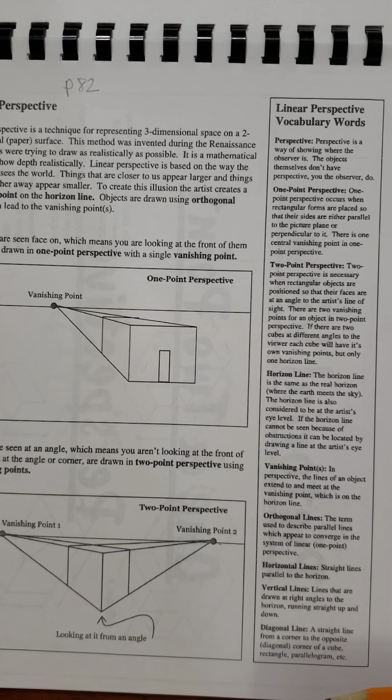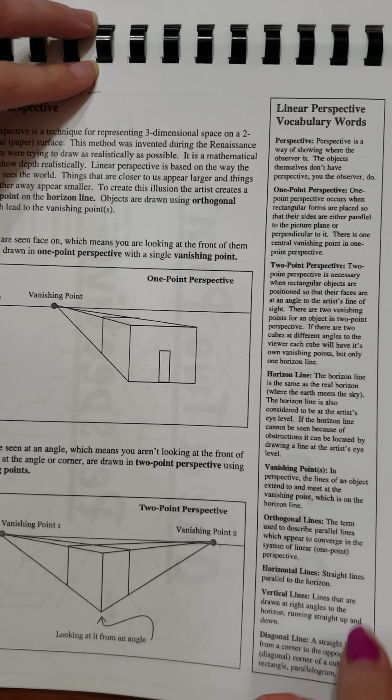Now on the right-hand side, you have a list of some vocabulary words that you'll be seeing throughout this section. I just want you to give it a read. I may ask you in the future to match some of these definitions, so please take a look at them. They're super important. After you've read through this, you're going to go to page 83.